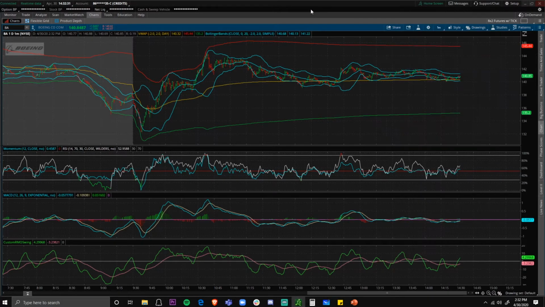So that's pretty much it. Setting up with your Thinkorswim platform. You guys can use the settings that I used or do your own.